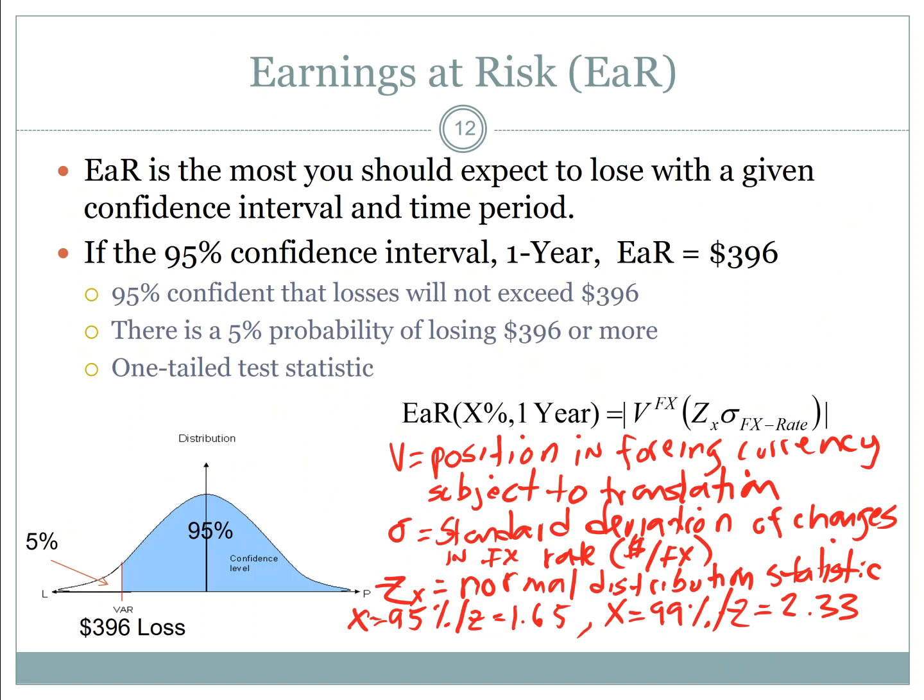If you look at a normal bell curve, and my 95% confidence interval bar is $396, what that's saying is losses will not exceed that 95% confidence interval level. There's a 95% probability that losses will be less than $396, although there's a 5% chance of $396 losses or more.